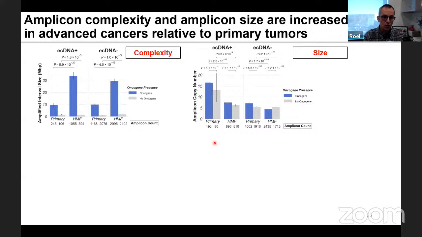This is actually the wrong figure. I copied the wrong figure. As you can see, the y-axis is actually showing copy number. So you have to wait and take my word for it. There's also a significant increase in amplicon size between the primary cancers and the advanced cancers. And again, this is true for both ecDNA amplicons and for linear amplicons.